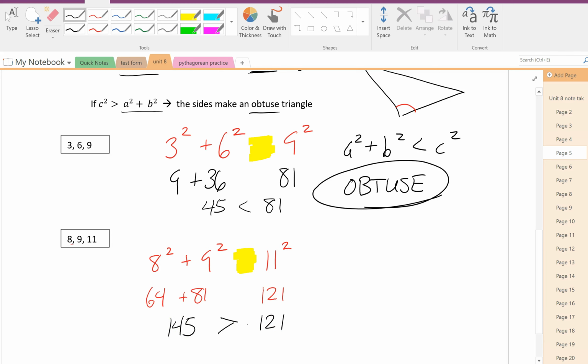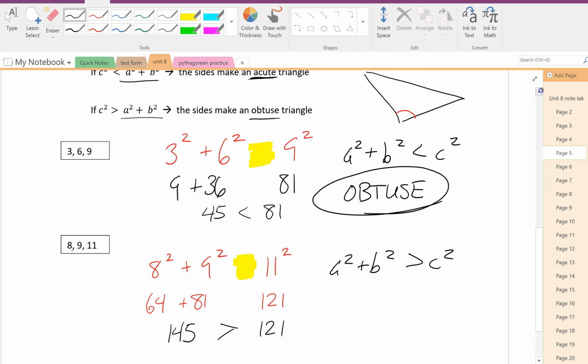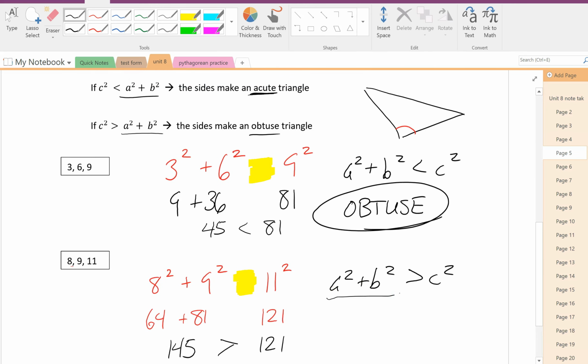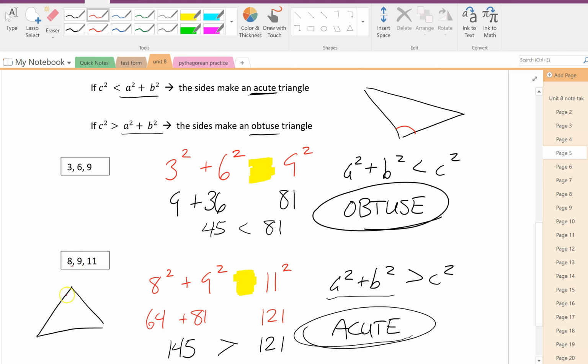This time a squared plus b squared turns out to be bigger than c squared. And so if I come back up to the table up here, what happens when the two numbers squared and added together are larger than the third number? That's one like this. So I have an acute triangle now. This one is going to be an acute triangle. So if I have a triangle and its sides are 8, 9, and 11, that means it has to be an acute triangle. An acute triangle is one like this where all three angles are smaller than 90 degrees.